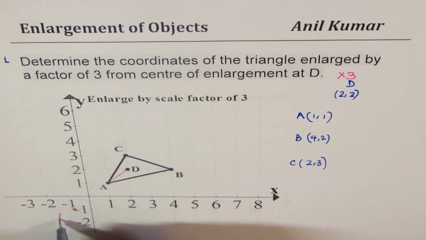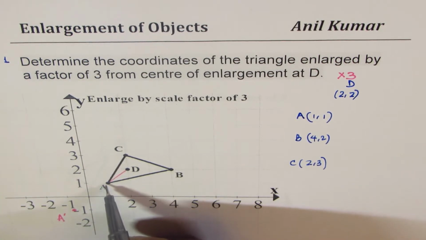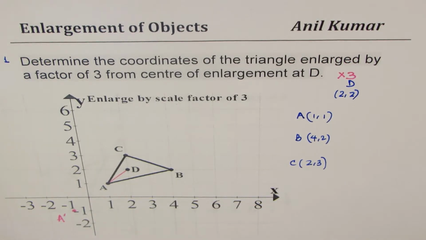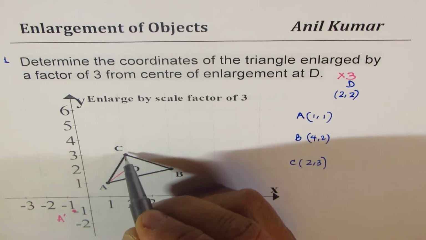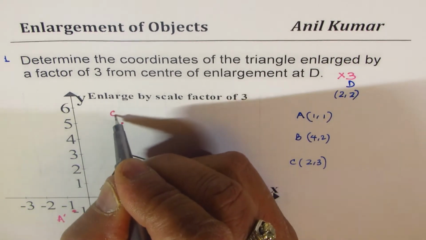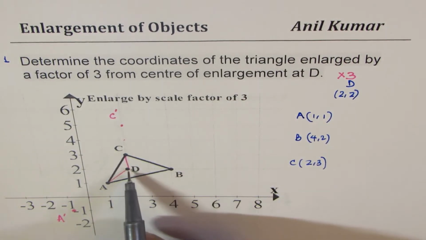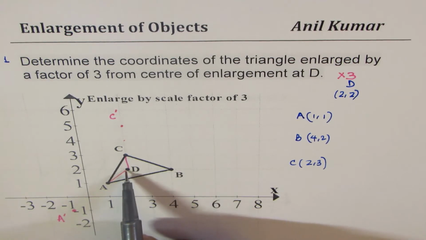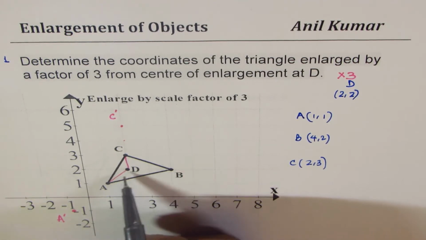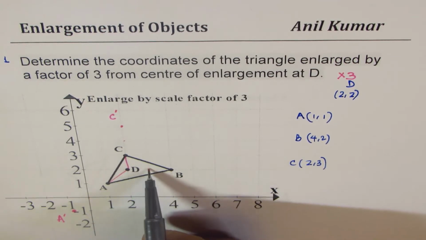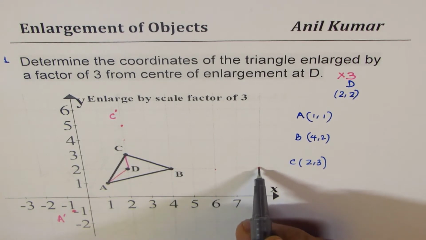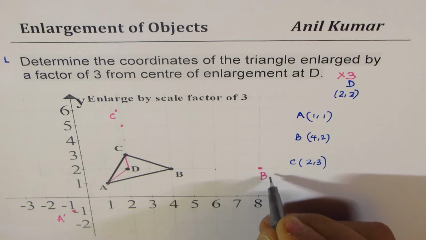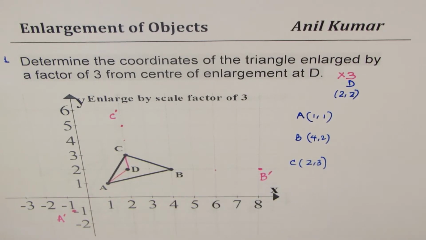So we get to a point which we'll call as the image of point A after a scale factor of 3. Similarly, for C, which is vertically up by 1 unit, we can go 3 units up and get to the point C dash. Now for B, let's go horizontally. It is 2 units horizontally. So 2 times 3 is 6. So 2, 4 and 6. That gives me point B dash as an image for the enlarged object.